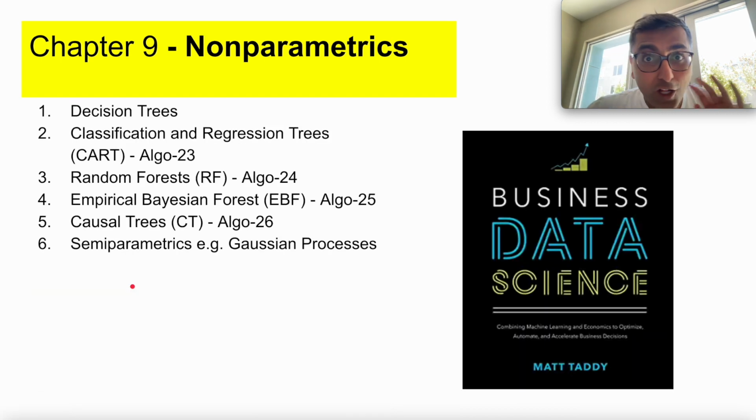Now there are going to be lots of algorithms that we will go into in this chapter. Specifically, there are 4 new algorithms that we will learn. We will learn about decision trees and a specific algorithm called CART, classification and regression trees, random forests, RF, empirical Bayesian forest, EBF, causal trees, and then we will end with an introduction to semiparametrics, Gaussian processes, and deep neural network as a lead into the last chapter, which is chapter 10. So in a sense, these are ways in which we do non-parametric. We understand how we did parametric so far, and now we're going to do non-parametric.